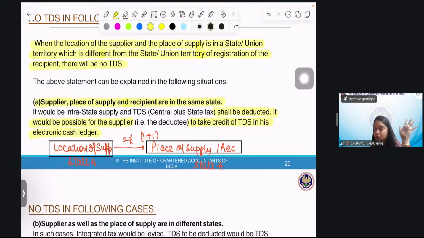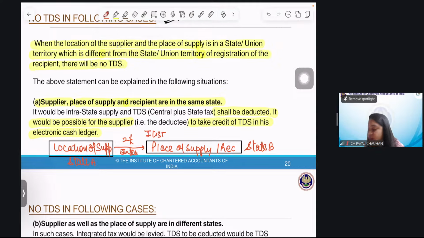Shall I change the situation? Okay, now we'll change the situation. He is in state B. Now tell me, is it interstate supply or intrastate supply? Yes, it is interstate supply, and now 2% IGST will be applicable. Now tell me, will the TDS be deducted? Everything, I am saying, the provisions are applicable. Yes, it will be applicable.